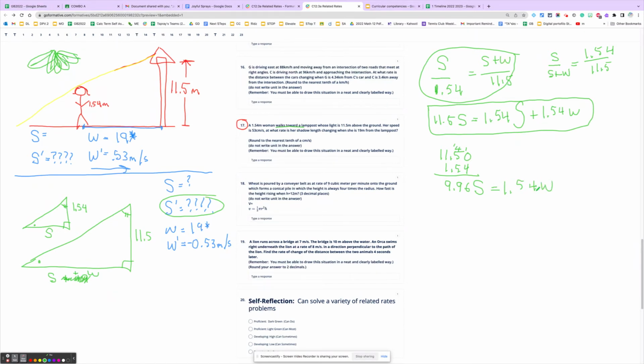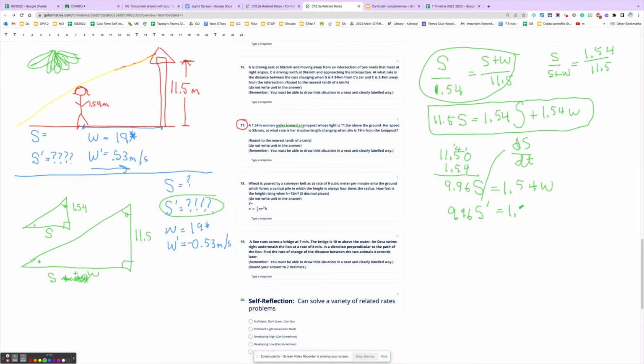That's our equation. Take the derivative. 9.96S prime equals, and remember by S prime, we mean the change in S over the change in time. The question says that the shadow's distance is changing compared to time. So when we're using S prime, that's a notation we can use, but you should be clear in your mind that that's what it means.